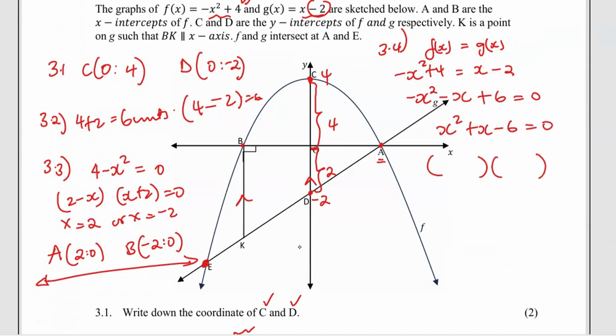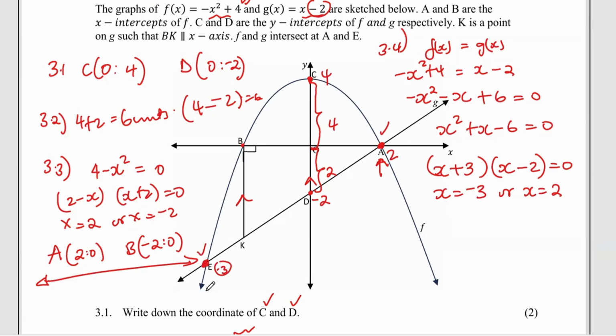Let's open up the brackets. That's going to be (x plus 3)(x minus 2). I think that would make sense, no? So either x is negative 3 or x must be positive 2. But we have already seen that at A, that's where the graphs are meeting, okay? So the graphs are meeting at 2 points. One where x is 2 already, and this one should be negative 3.